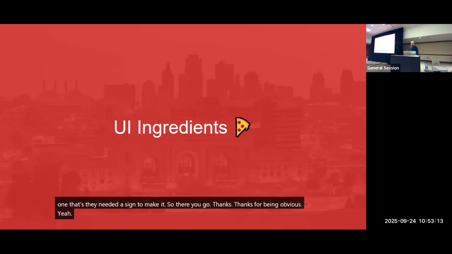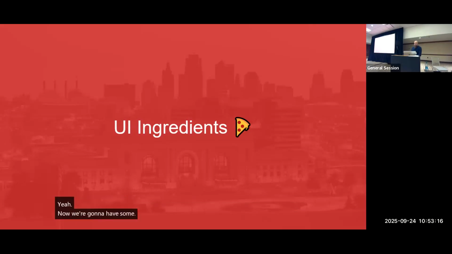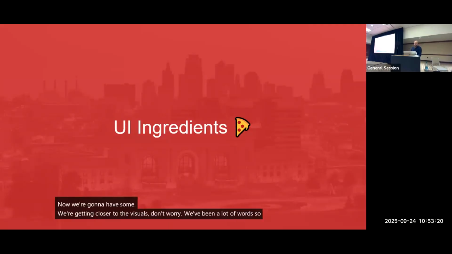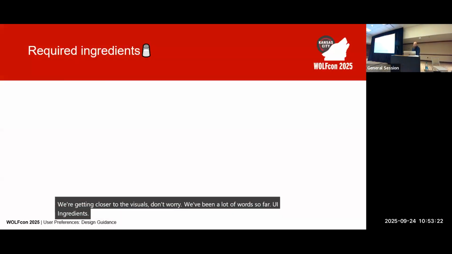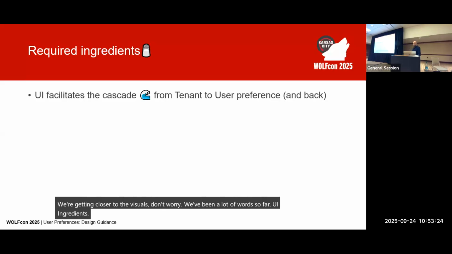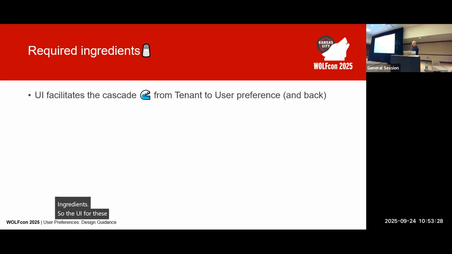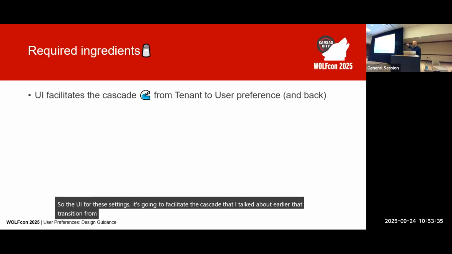Now we're getting closer to the visuals, don't worry. It's been a lot of words so far. UI ingredients. So the UI for these settings is going to facilitate the cascade that I talked about earlier, that transition from your tenant preferences to your user down to the UI and back.